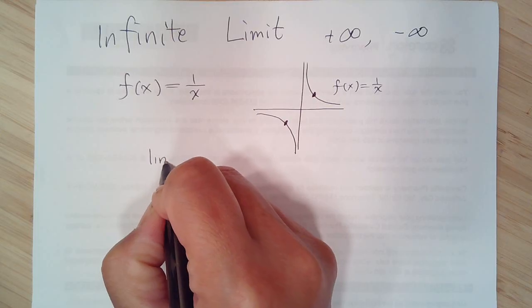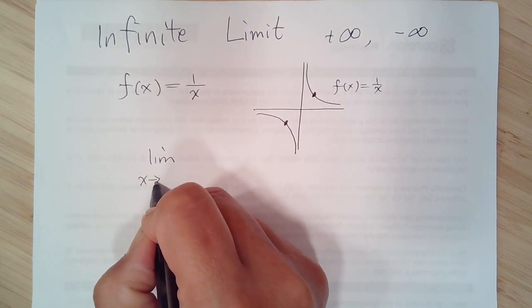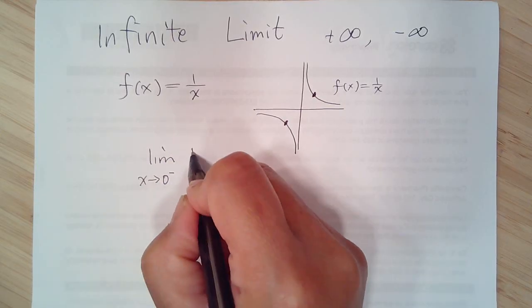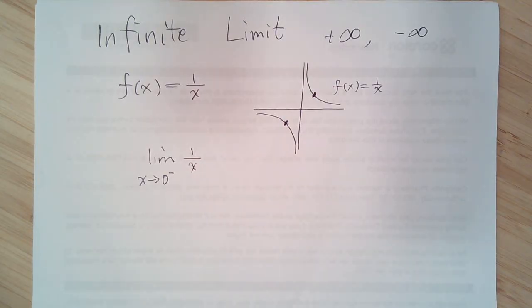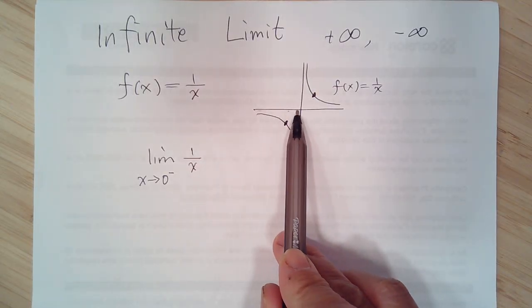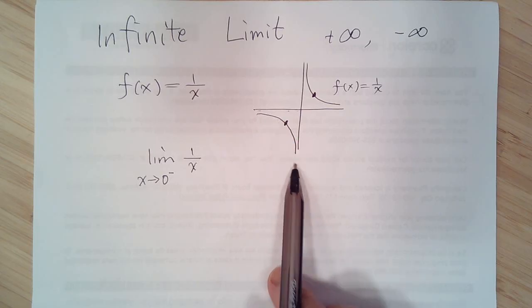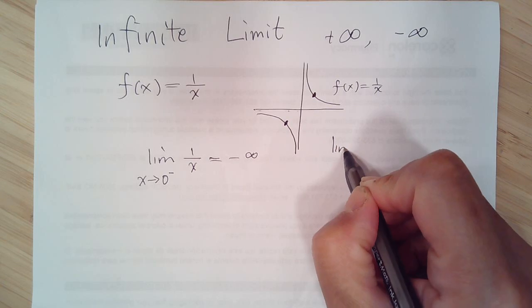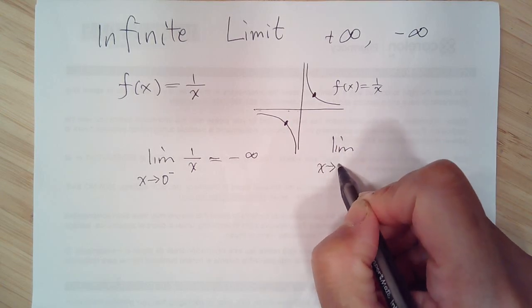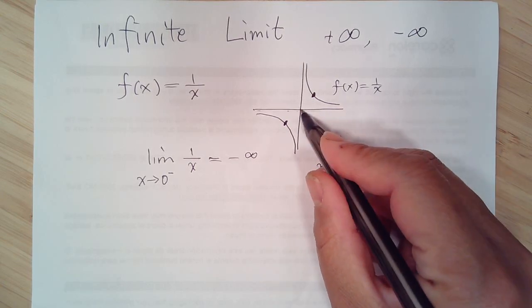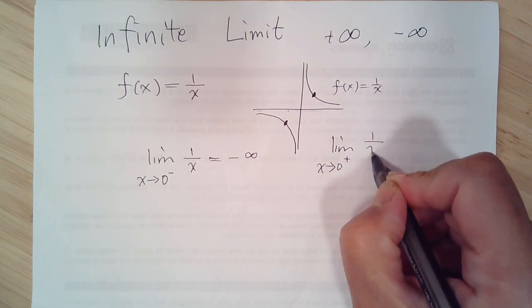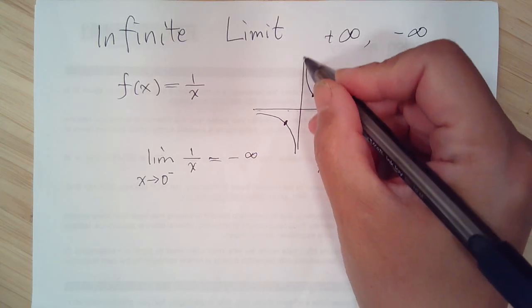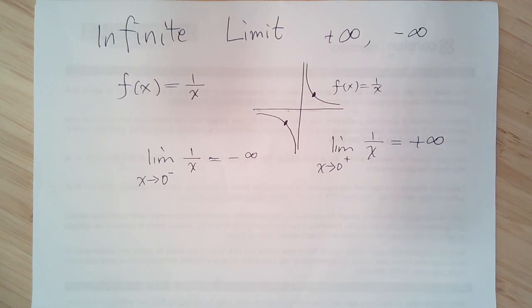What is the limit as x approaches 0 from the negative side of this f of x? So as x approaches 0 from the left side, the y value goes down and down. So that is negative infinity. And on the other side, as x approaches 0 from the positive side, that 1 over x goes up. So it's positive infinity. All right, so this is just a simple way to look at that.